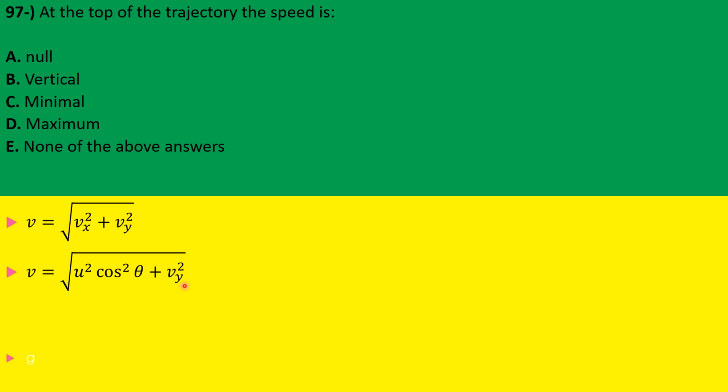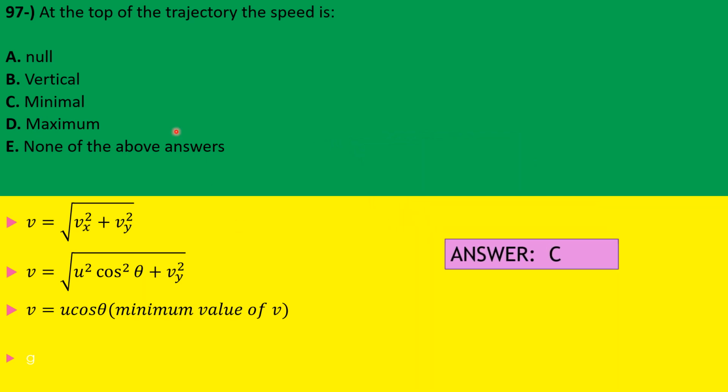So at the top of that parabolic path, you notice that vy is actually 0, and then you're left with just one component of the speed, which is basically just the horizontal, which gives you the speed of that particle to be equal to the horizontal component of its initial velocity. Therefore, at the maximum height, the speed of the projectile is at its minimum possible value, right? Good. So we have u cos theta, which is the minimum value of v. So our answer is C.